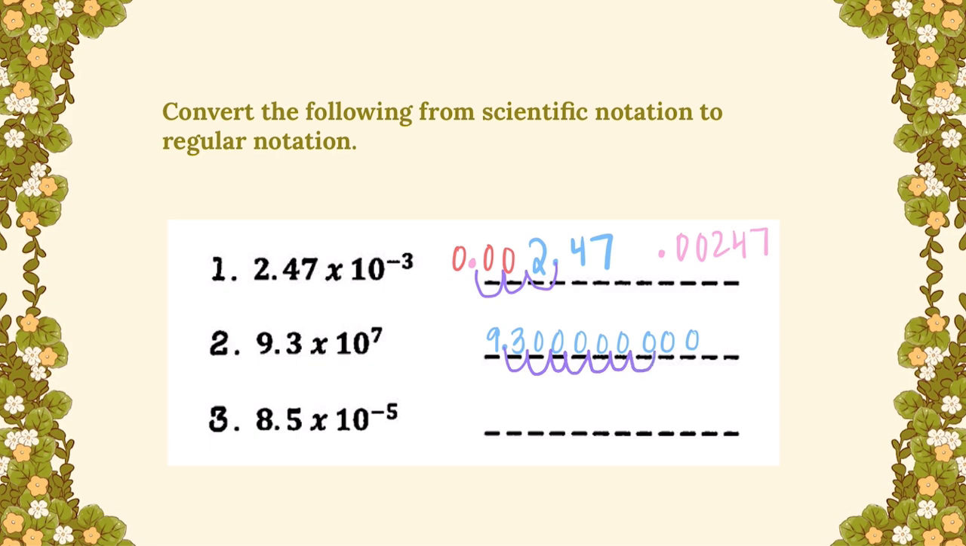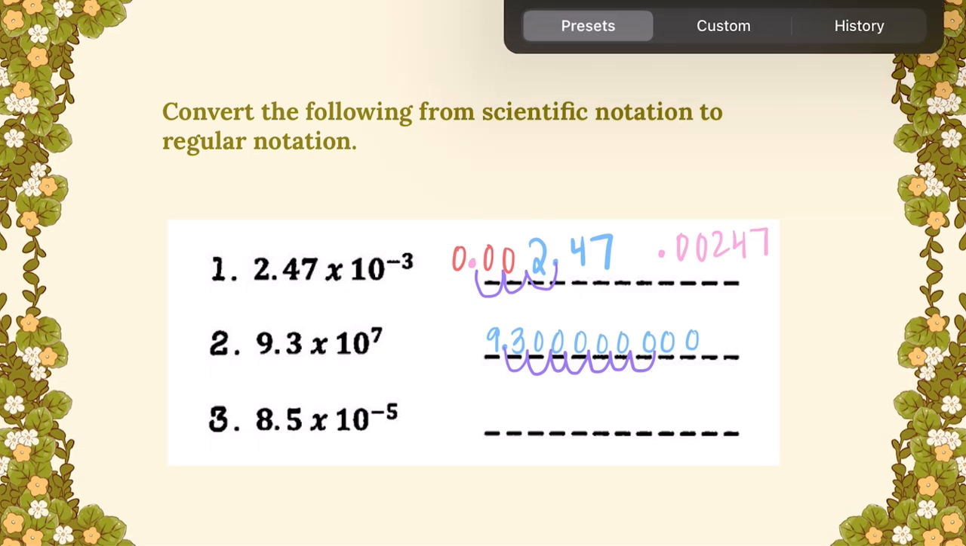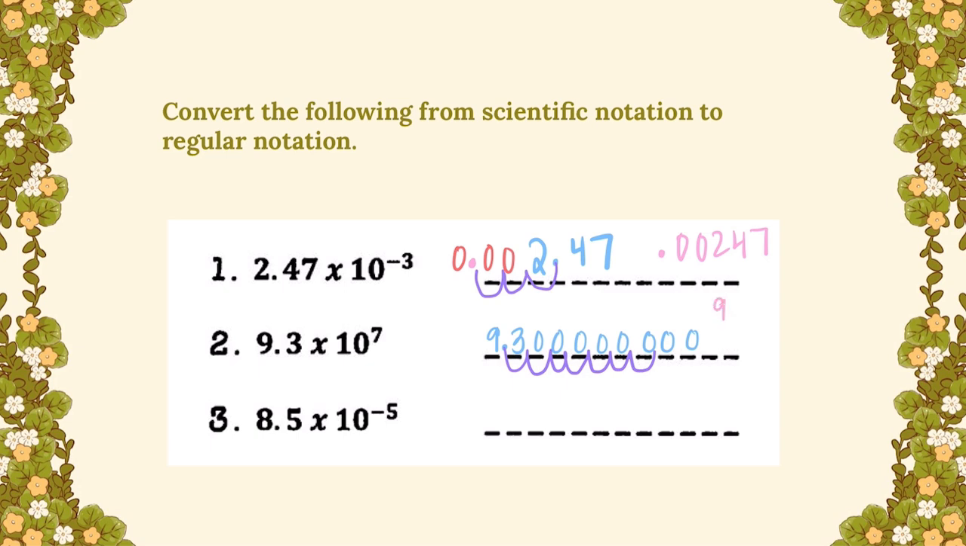And so the new answer is going to be 93000. Let's count how many zeros: 1, 2, 3, 4, 5, 6 zeros. And so this will be 93 million.